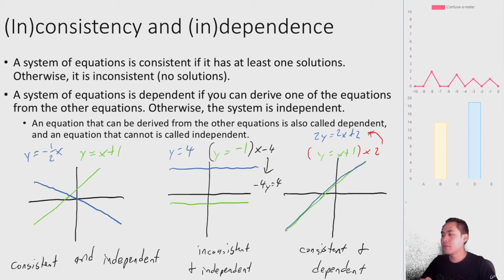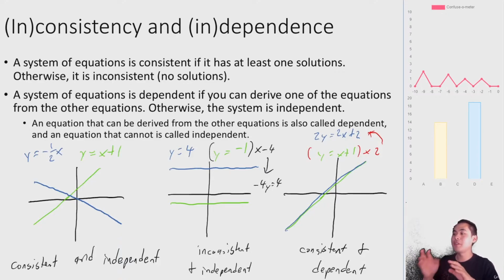Could it be inconsistent and dependent? Yes. So if you only have two equations, is it only dependent if there are infinite solutions? No. So here we only have two equations. So if you only have two lines, many of these things are true. So you can't be inconsistent and dependent if you only have two lines. But you can be inconsistent and dependent if you have more than two lines.